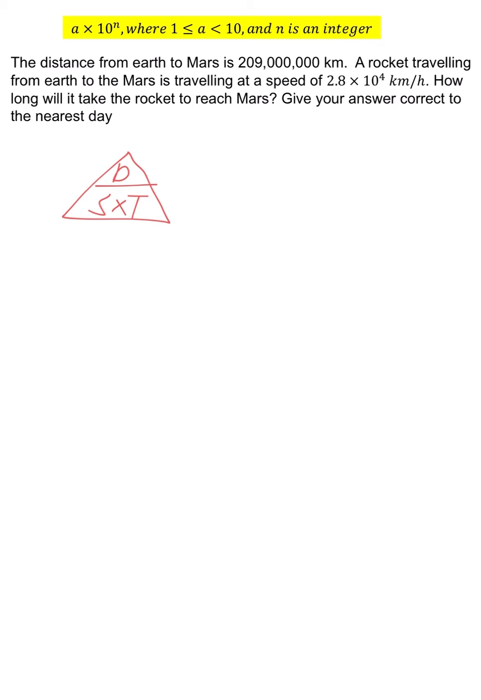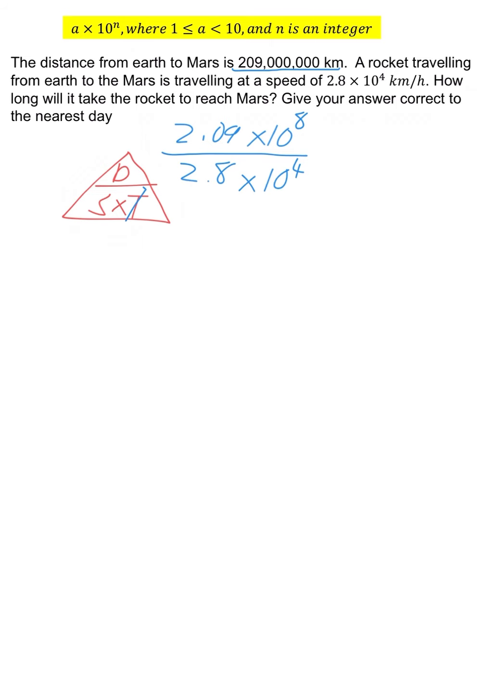Now, our distance is 209 million. So I'm going to write that in scientific notation. So that would be 2.09 times 10. Okay, so I'm going to put in the decimal 8 places, so to the power of 8. So you can see there, if you count it in 1, 2, 3, 4, 5, 6, 7, 8. Okay, so that's the distance. Then distance divided by speed. So the speed is 2.8 times 10 to the power of 4. Because remember, when you're looking for time, cross out time, and it's distance divided by speed.